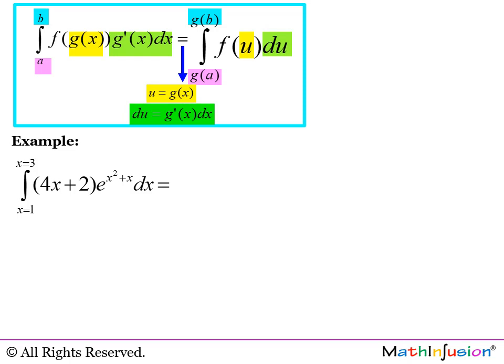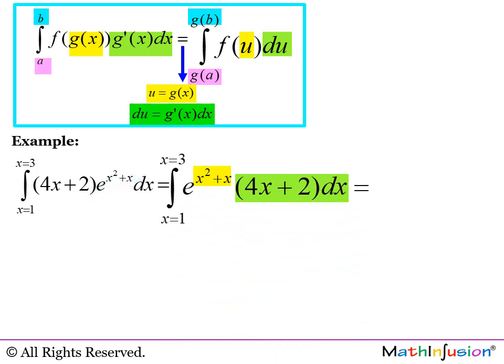Here is another example. It's a definite integral between 1 and 3 of the product of 4x plus 2 with e to the power of x to the power of 2 plus x dx. You can see immediately that this is a composite function. We have to take the u to be x to the power of 2 plus x.